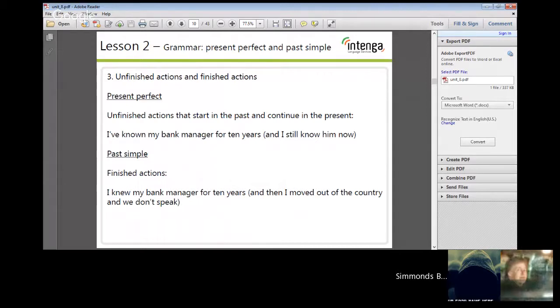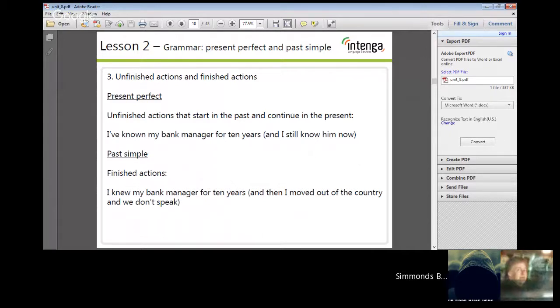Well, it has to be in the past simple because for those 10 years, even though there's duration, the 10 years has ended. And you don't speak anymore now. And so there's no continuation like in the present perfect, where it says unfinished actions that start in the past and continue in the present. Here, those 10 years have finished. And so that's why you're using the past simple here. Okay, I got it. Thank you. Does that make sense? Do you understand that? Okay.